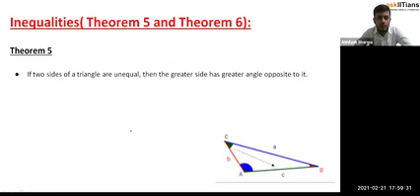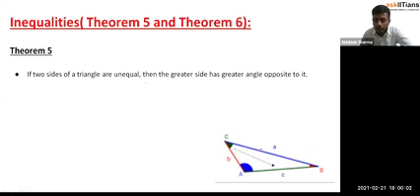Now, what about inequalities? So these are a little bit important. So let us focus on what we are talking about here. If two sides of a triangle are unequal, then the greater side has greater angle opposite to it. So here in the given figure, let us assume that we have a greater angle. Which of the angles do we want to assume greater? So for instance, let us say that angle C is greater than angle B, and then we have to prove C is greater than B.